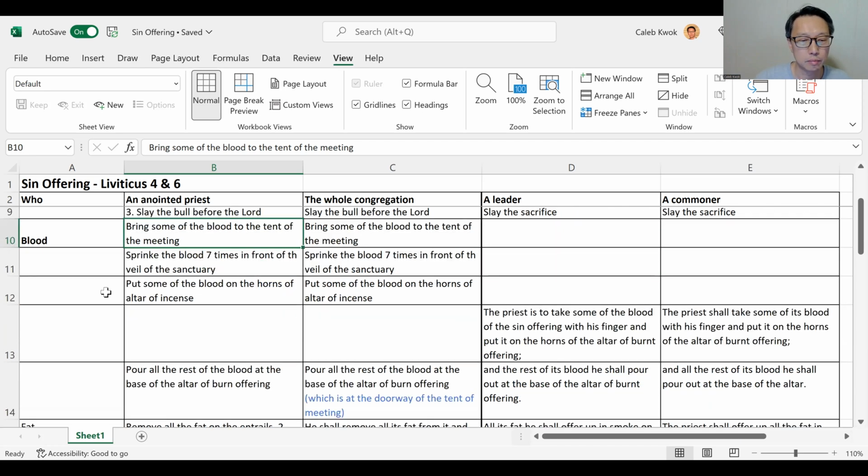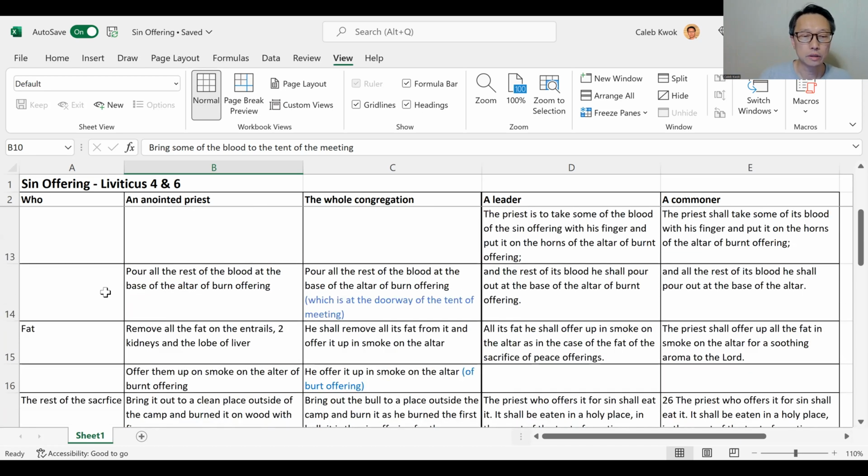Now after that, he just took some blood and went inside, right? But for the rest of the blood, you're going to put all the blood at the base of the altar of the burnt offering, which is the altar of the sacrifice. So they're going to put all the blood at the base of the altar.